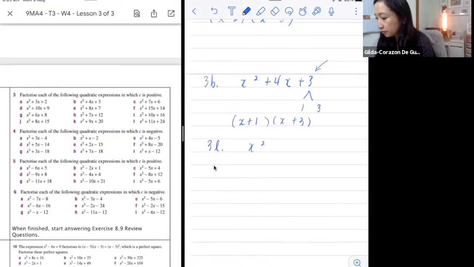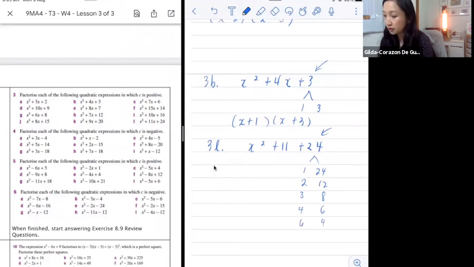We've got x squared plus 11x plus 24. Why is it annoying? Because 24 has heaps of factors. You can start with 1 and 24, 2 and 12, 3 and 8, 4 and 6, and then 6 and 4, and then it goes back to the previous one. So you actually don't need these two.